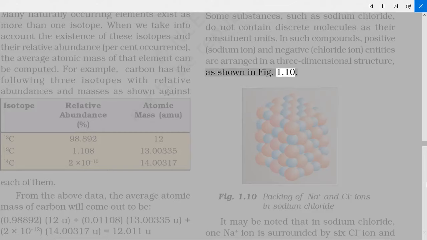Isotope, relative abundance percent, atomic mass AMU: 12C 98.892 12; 13C 1.108 13.00335; 14C 2 × 10^-10 14.00317. From the above data, the average atomic mass of carbon will come out to be 0.98892 × 12 u plus 0.01108 × 13.00335 u plus 2 × 10^-12 × 14.00317 u is equal to 12.011 u.